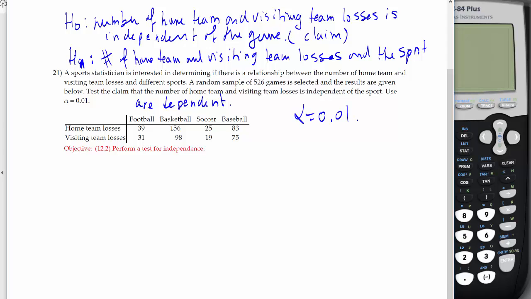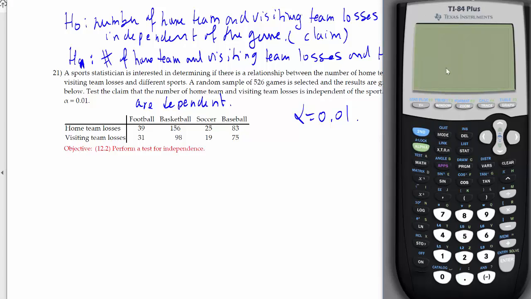Okay, let's run the test. I'm going to show you how to use a calculator to run this test. First of all, you're going to enter the observed values. What's given to you are called the observed values. So we're going to enter them into what we call a matrix. And let me show you how to use the matrix. So we're going to go to 2nd, MATRIX. It's under x inverse. Okay, matrix A, we're going to go to EDIT.